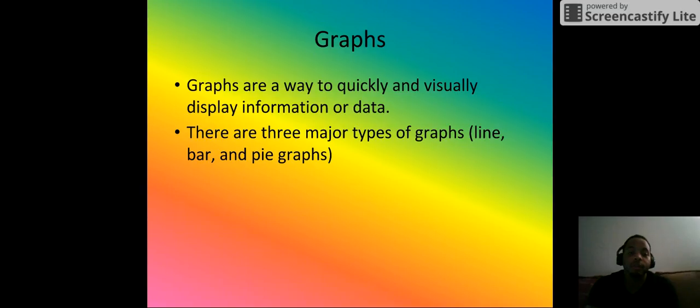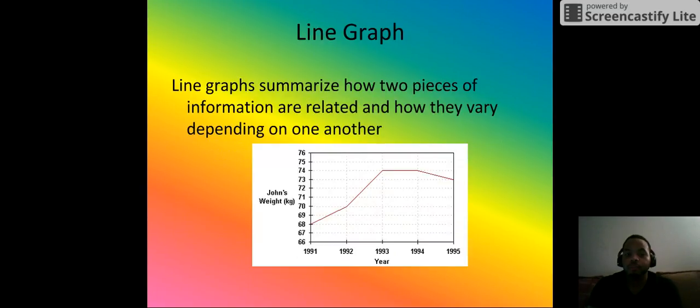Okay, Mr. Goodwin is going on. Line graph. Make sure you have this down. For number one, I want you to put line graph. You put a dash for a definition. Line graphs summarize, I hope you're writing this down, students, how two pieces of information are related and how they vary depending on one another.